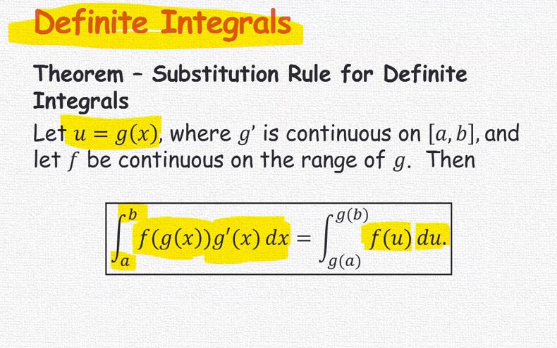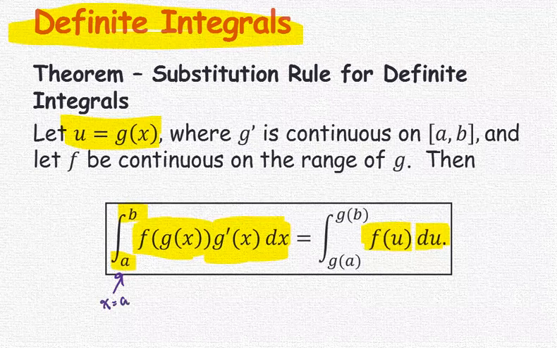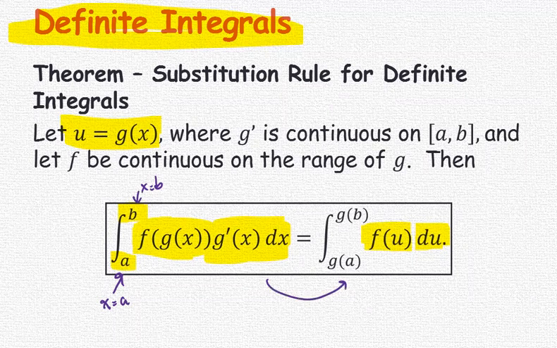Okay, so the original part, because the integral involves x, the lower limit is the x value, and the upper limit is the x value. When you transform into the u variable, because u is defined as g of x, if x equals a, the lower limit will be g of a, and the upper limit will be g of b. After you transform everything, every single part will involve the u variable.